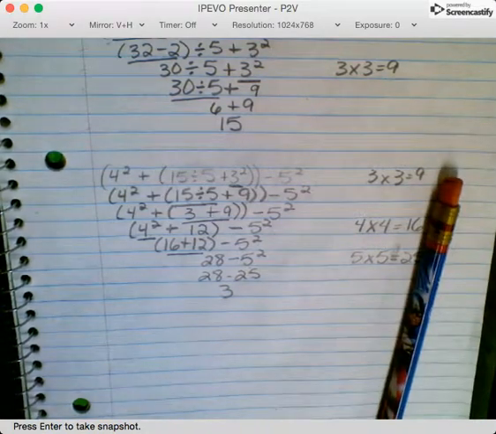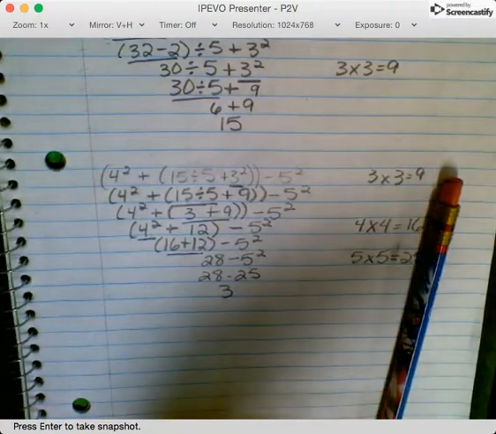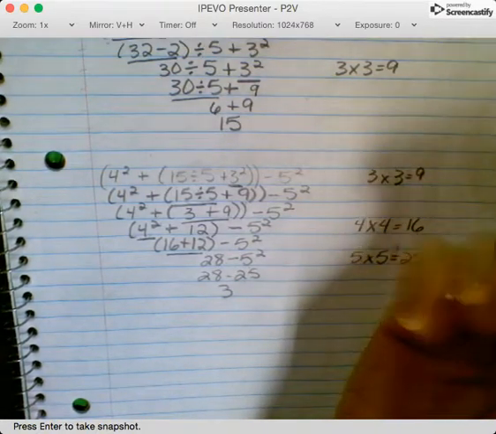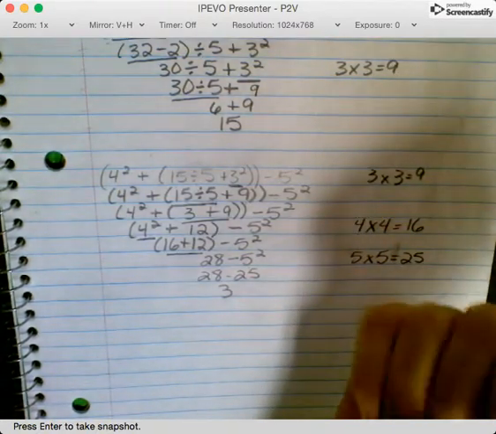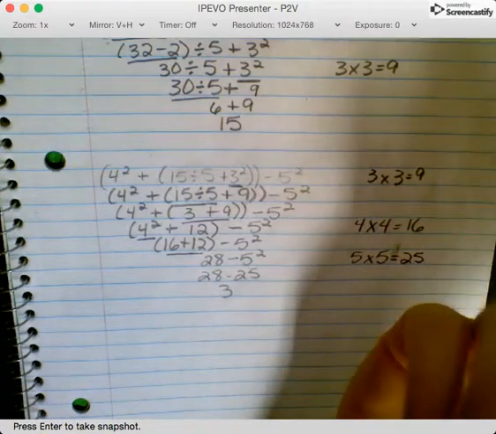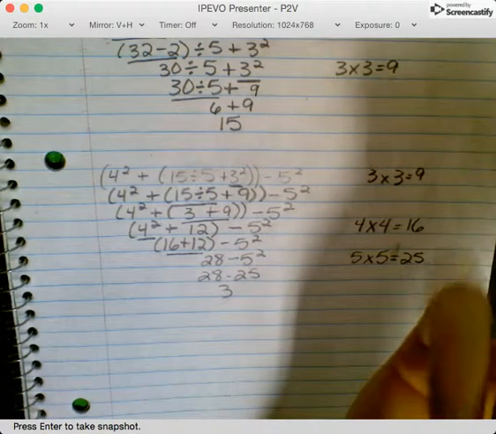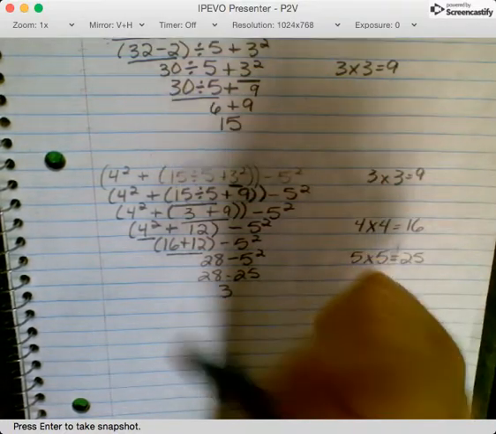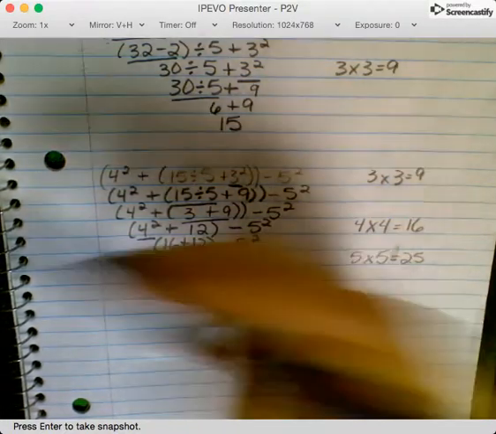So that's just a few examples. You may not always have everything that's in the step. You may not always have parentheses. You may not always have exponents, or you may not always have multiplication or division or addition or subtraction. You may not have one of those elements. You just go to the next thing.